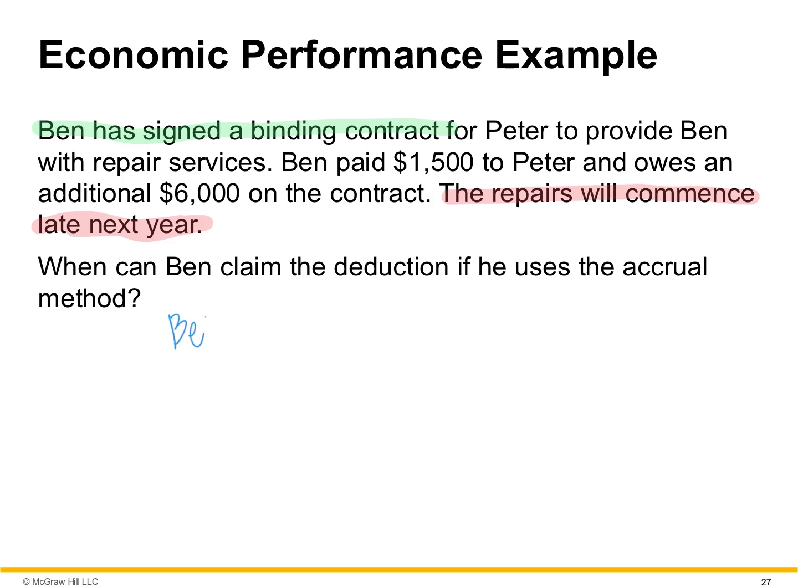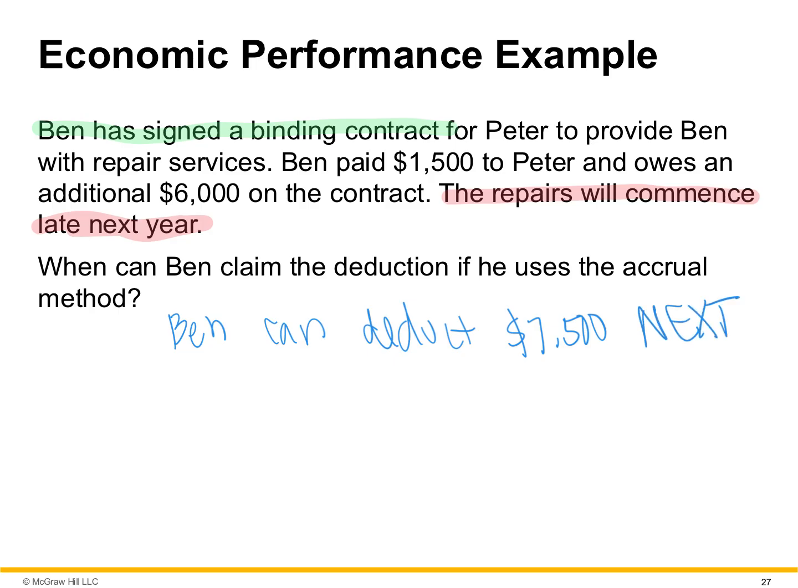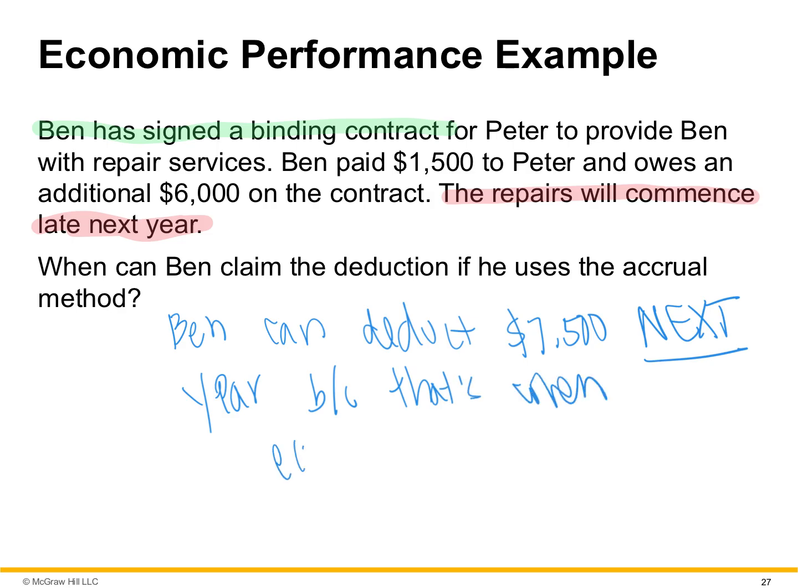Ben can deduct $7,500 next year because that's when economic, I'll abbreviate it as ECON, economic performance is satisfied.